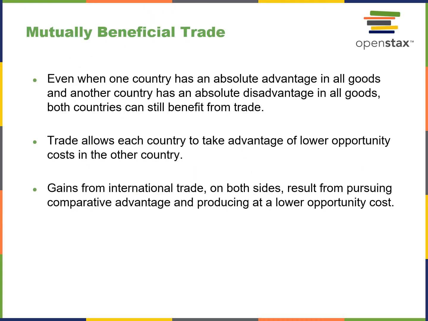So once again, a reiteration. A country has absolute advantage in all goods, but another country can have an absolute disadvantage in all goods. Both countries still could benefit from trade. Trade allows each country to take advantage of the lower opportunity cost in the other country. Gains from international trade on both sides result from pursuing comparative advantage and producing at a lower opportunity cost. So everybody's looking for that symbiosis if trade is free.